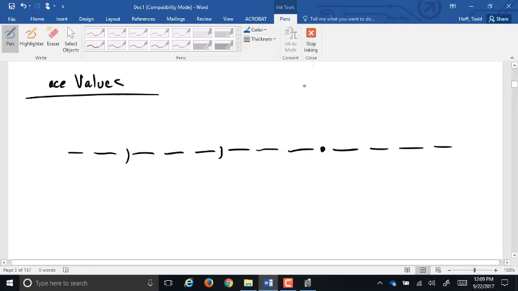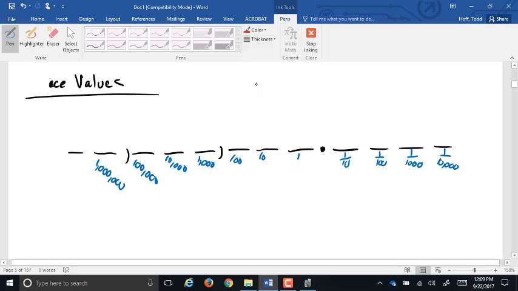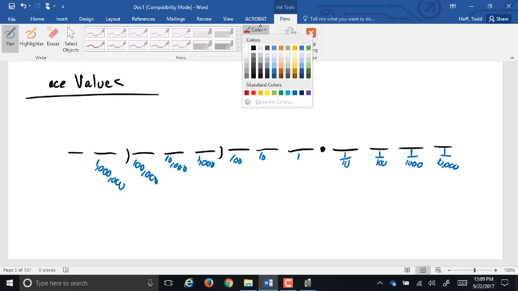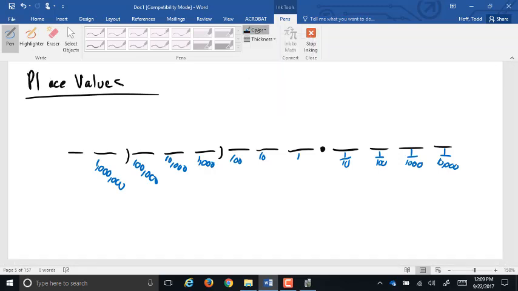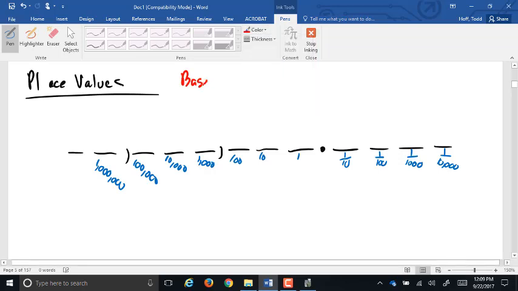We all know our place values, of course: ones, tens, hundreds, 1,000s, and so on. And of course, on the other side of the decimal, it's the 1/10ths, the 100ths, 1,000ths, 1/10,000ths, and so on. Well, we have what's called a decimal numbering system. That means base 10.